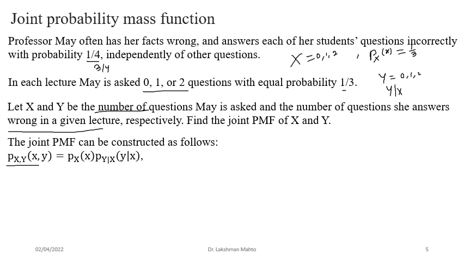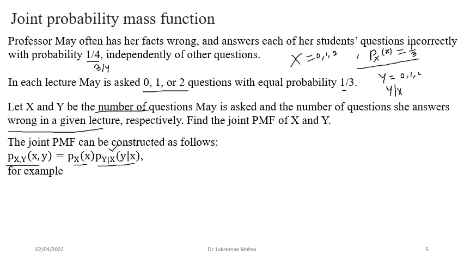Here we have a clear picture of x. That means x is observing either 0 or 1 or 2, each with probability 1 by 3. We know everything about x. So first we observe x, after that we observe y. So this is talking about the conditional probability mass function of y given x. We need to know how to compute this.